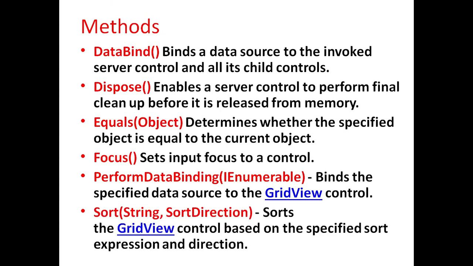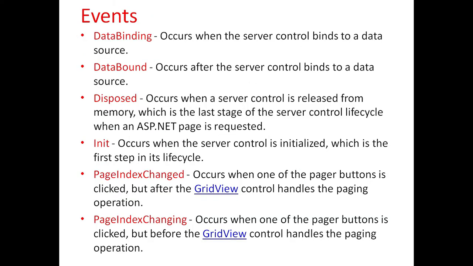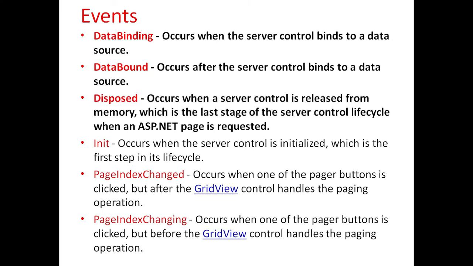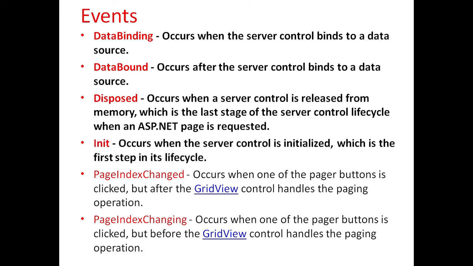Sort method sorts the GridView control based on the specified sort expression and direction. Different events for GridView controls are: DataBinding, which occurs when the server control binds to a data source. DataBound event occurs after the server control binds to a data source. Disposed event occurs when a server control is released from memory, which is the last stage of the server control lifecycle. Init event occurs when the server control is initialized, which is the first step in its lifecycle.